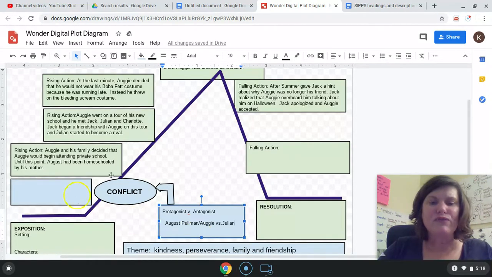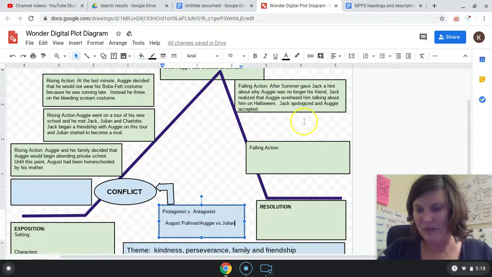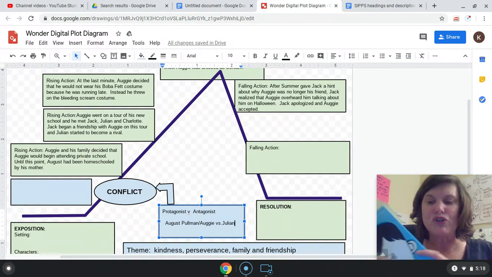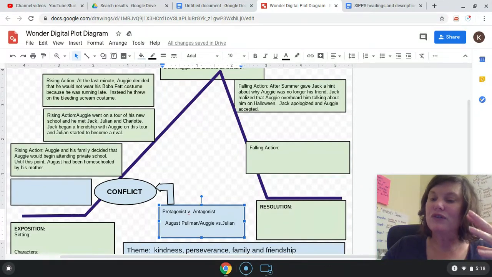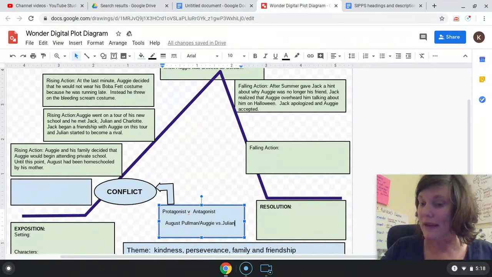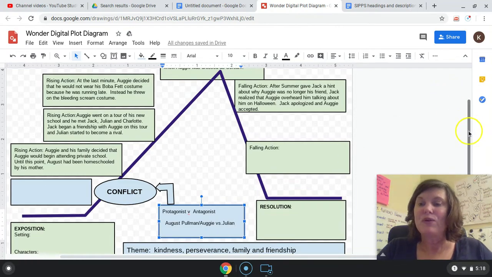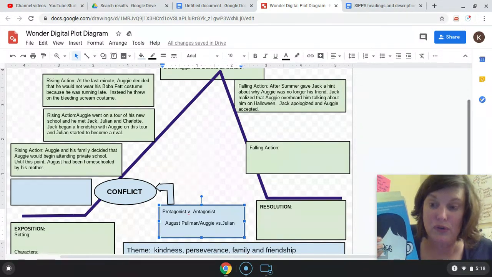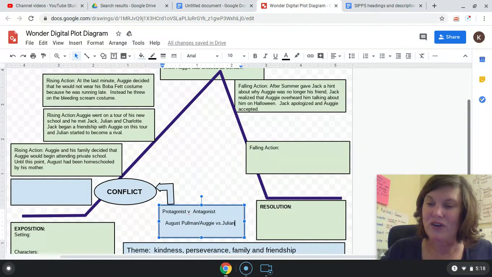If we didn't have Augie and Julian, we wouldn't have the rising action. We wouldn't have the climax or the falling action. All of these components or elements are critical to a good story. So it's what helps us to enjoy a story, and it's what we should include when we are writing a story ourselves. One thing that's really cool about reading and understanding what we're reading and the techniques the author used is it helps us to be better writers too.